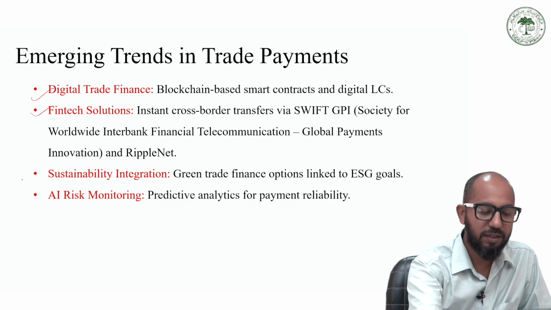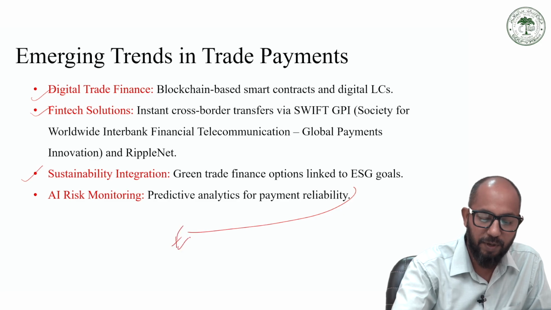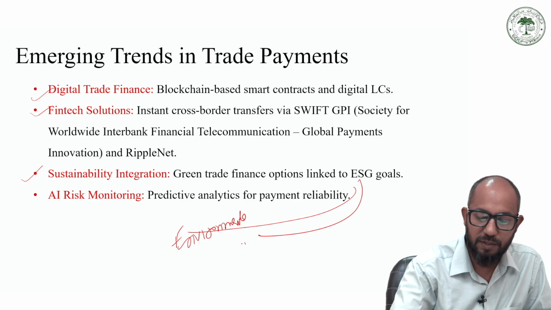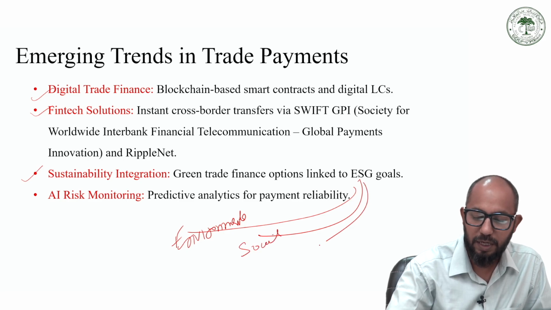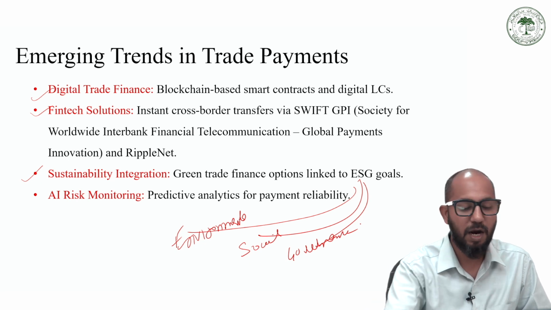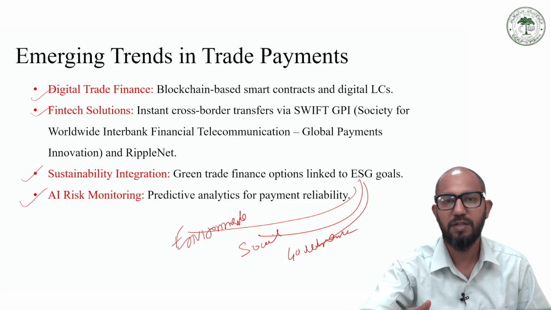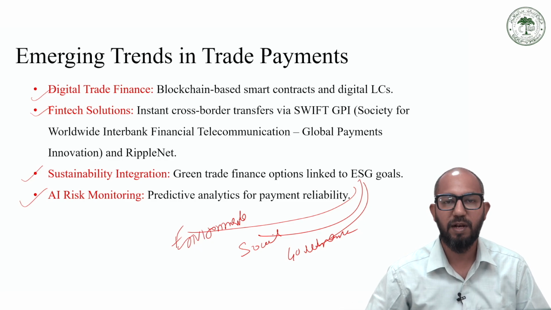payments. Sustainability integration, where green trade finance options are linked to ESG, that is environmental, S stands for social, and G governance goals. And finally, the artificial intelligence risk monitoring systems, where with the help of predictive analysis, that is forecasting, can happen for payment reliability, and thus there can be judged what is the risk of default.